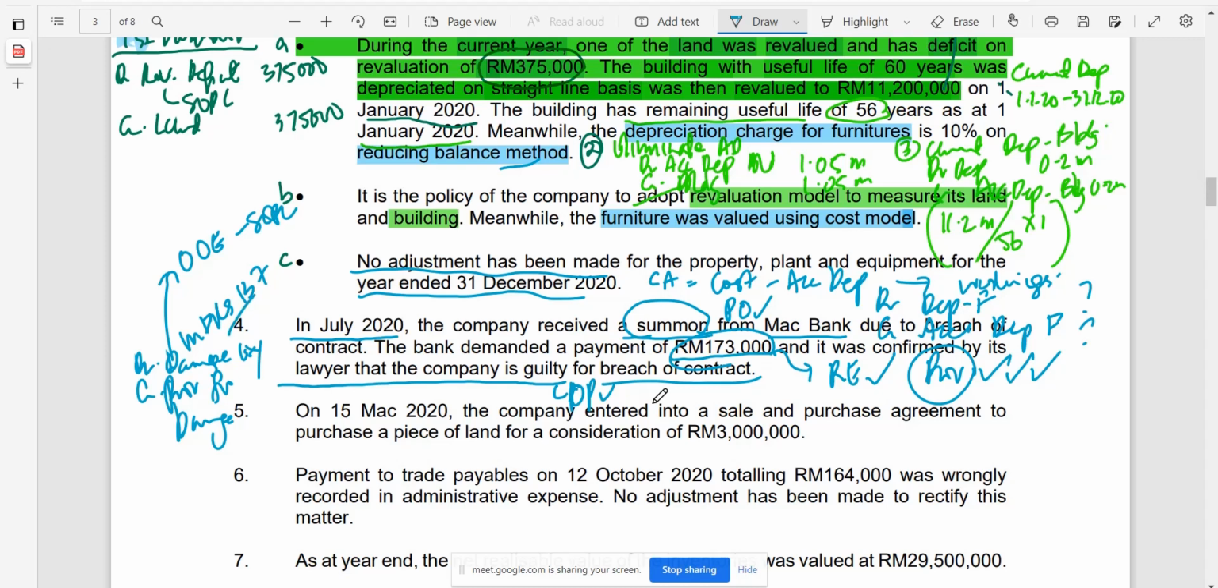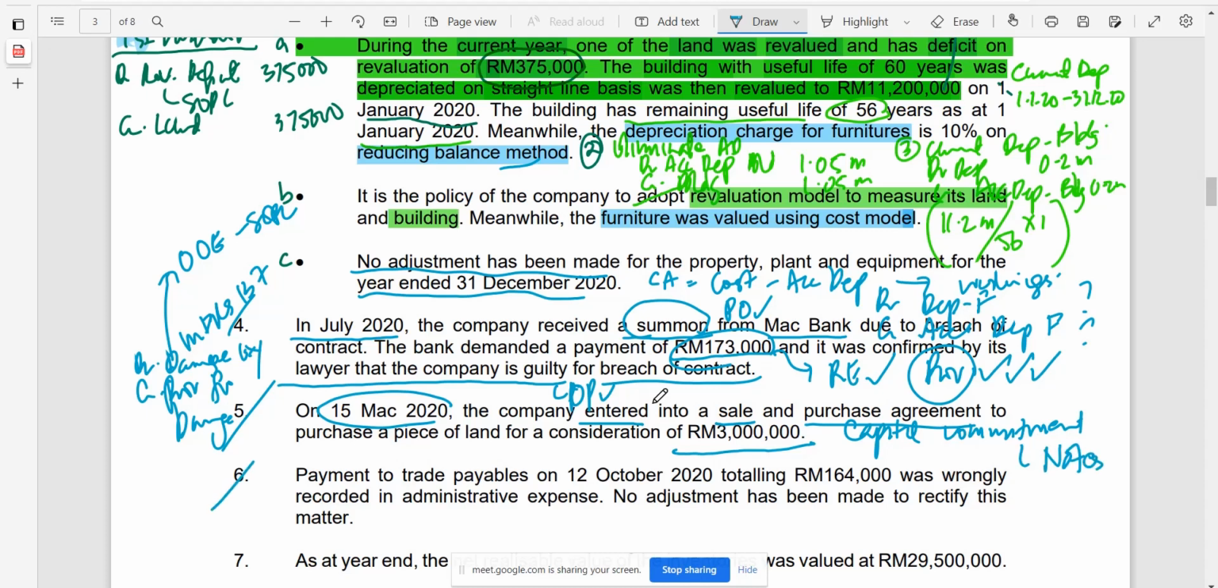Next, we do number 5. Number 5 is capital commitment. Capital commitment means you enter the contract on 15th of March. Only a contract is being signed, or maybe a sale and purchase agreement was agreed upon to purchase the land. But there has not been any purchase of land yet. This is just information about the future capital expenditure of the company. So this one will be shown by way of notes only. You're going to show that in the notes.